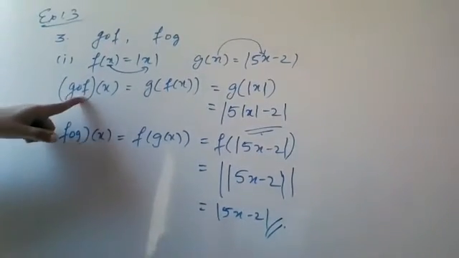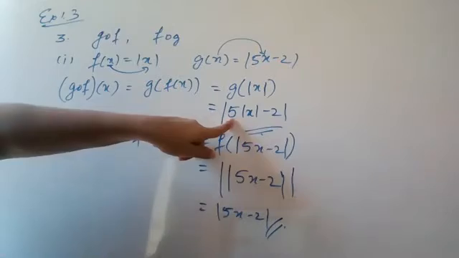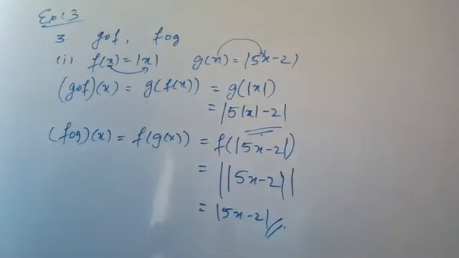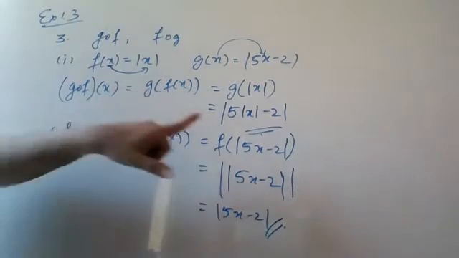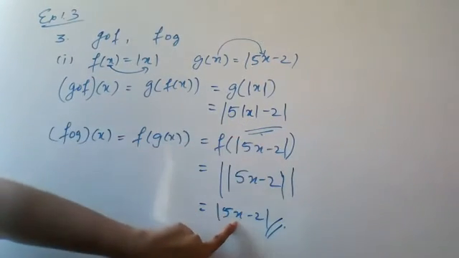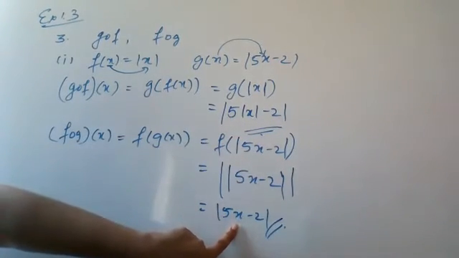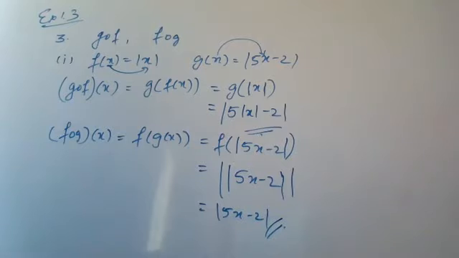You see that G composition F and F composition G are different. Because if this had been negative, it would have become positive here, but here it is not becoming positive, it stays the same. Understood? Your answers are actually both different. Clear? What is the second part?